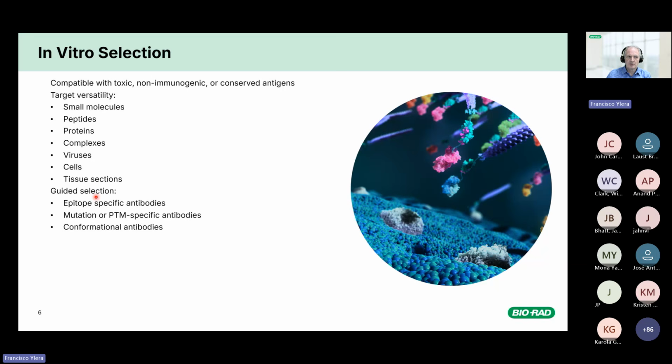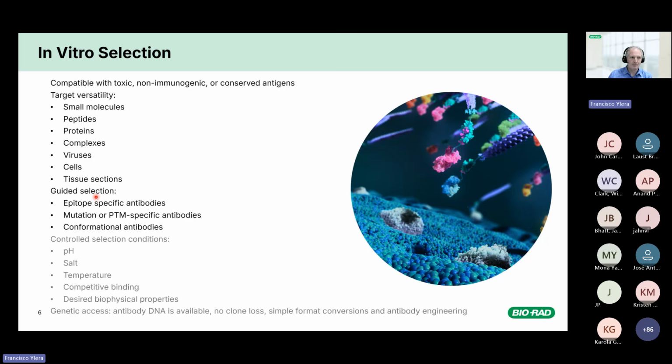The process of the selection, we call it guided selection, and I will show you several examples for that on the next slides. You can select for epitope-specific antibodies, for mutation or post-translational modification-specific antibodies, or even for conformational antibodies. And since it's in vitro, you can control the selection conditions in terms of, for example, pH, salt, temperature, competitive binding, or for desired biophysical properties.